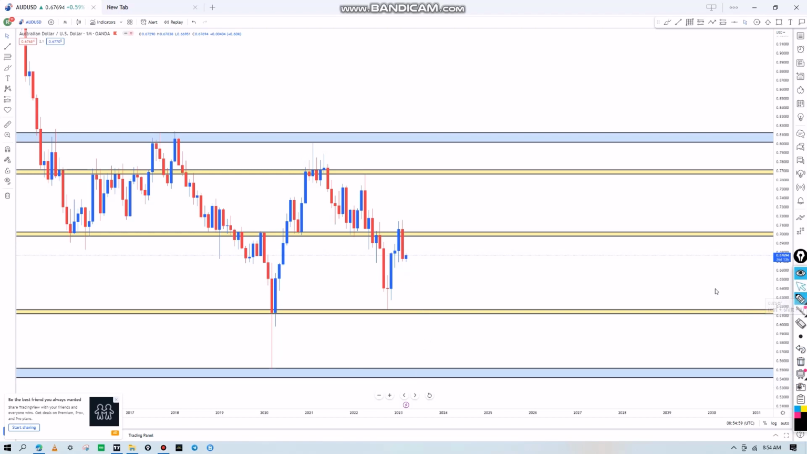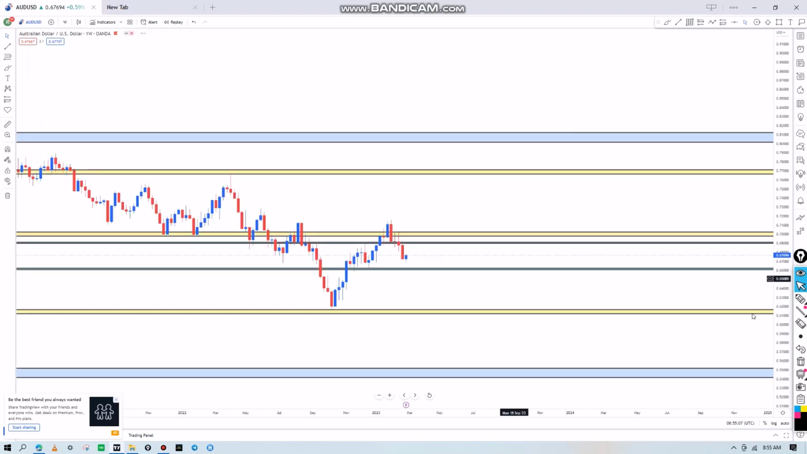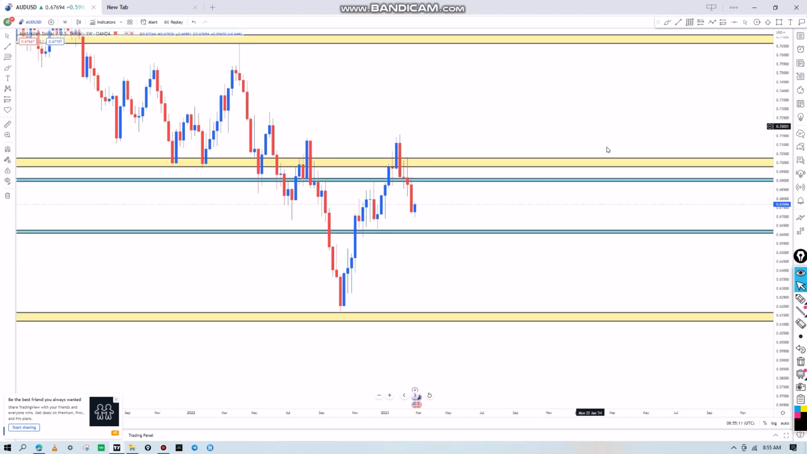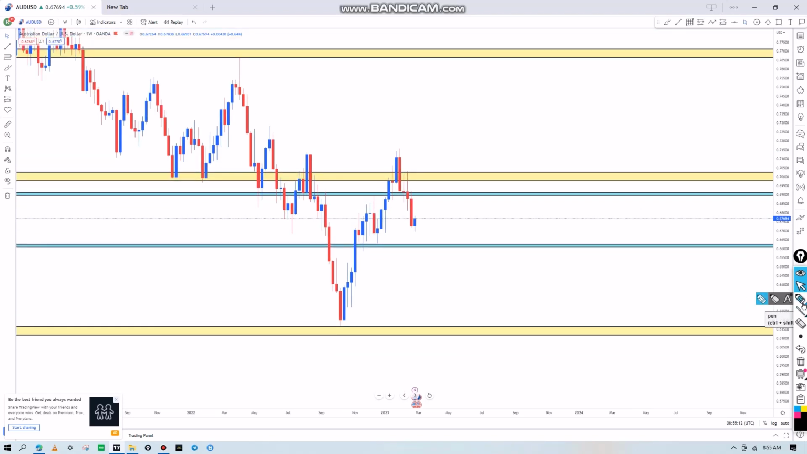Now let's take it again to a lower time frame for a further look and further analysis. Okay, I'm taking it to the weekly for further understanding of this particular pair. Right, so this is the weekly time frame on AUD USD. On the weekly time frame, we have a weekly upper zone and a weekly lower zone as well.